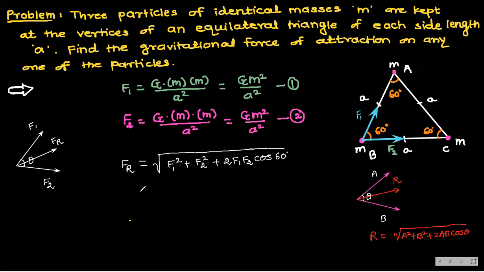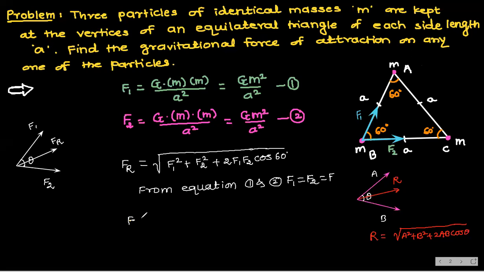Now from equation 1 and 2, is F1 equal to F2? Yes. F1 is equal to F2, let us suppose some F we will assume. So what is our formula now? Fr is equal to under root of F square plus F square plus 2 F square cos 60. How much value?